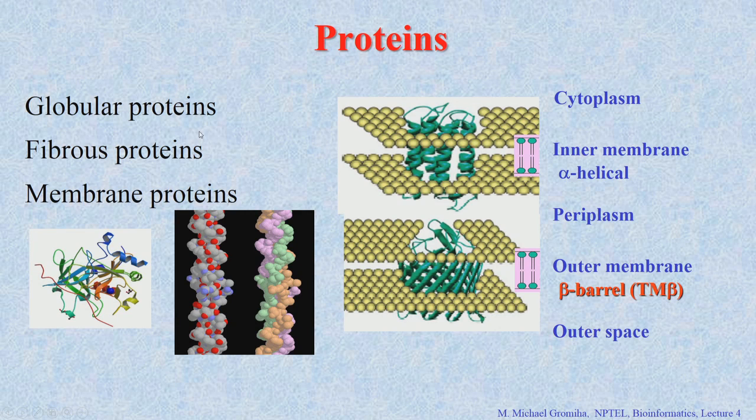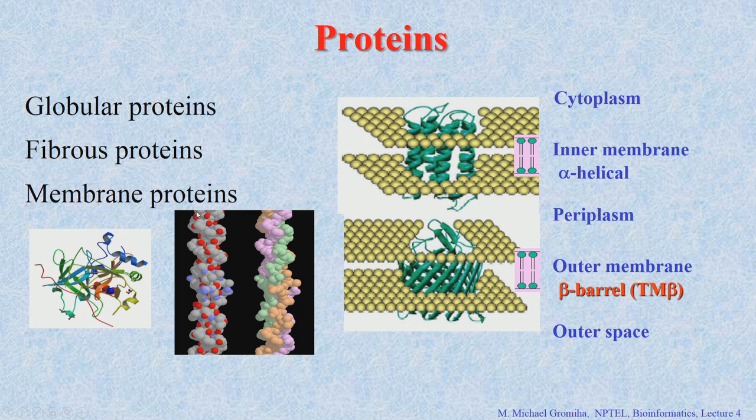Here you mainly classify them into 3 different groups: globular proteins, fibrous proteins and membrane proteins. Globular proteins are generally globular in shape and mainly functional proteins, performing various functions. Fibrous proteins are mainly structural proteins, which give strength to the system. For example, where can we find fibrous proteins? Nails, tendons, hair and so on. They are mainly important in a structural role.